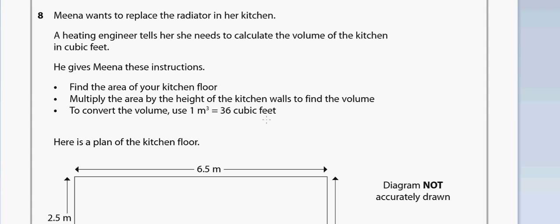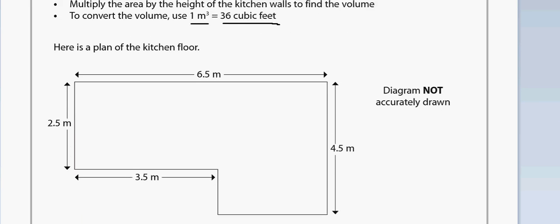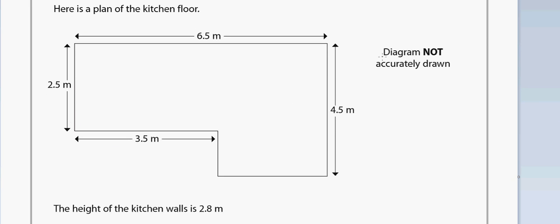Anyway, so to solve this, we need to find the area of the kitchen floor, then multiply the area by the height, and this will give us the volume. And then here you can see 1 meter cubed is equal to 36 cubic feet. Okay, so we need to find the volume, and then we need to multiply it up to give us our cubic feet. Okay, so first we need to find the area, and the drawing says here that the diagram's not drawn accurately.